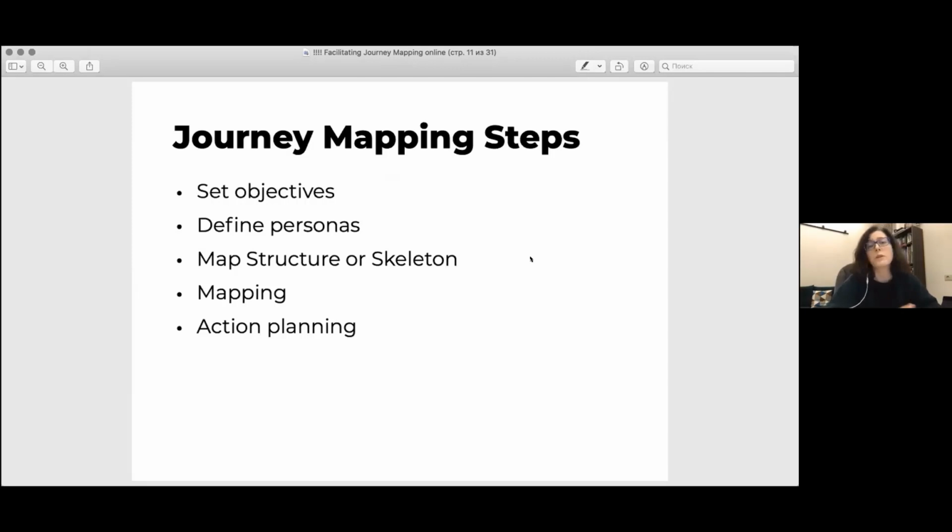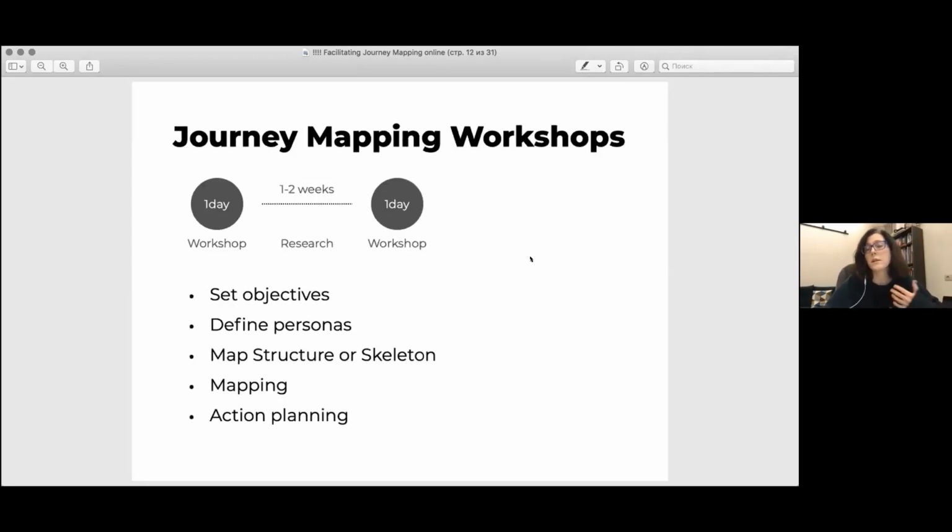The second one is actually not even a trick, but when we are talking about journey mapping, generally there are some steps you need to go through. You need to set the objectives, decide who the personas will be for whom you will build the journey, and decide on the map structure or skeleton for your map. Then you do the actual mapping, and then you do action planning. And usually in our previous life, sometimes we've done it like this. We would have a one-day workshop, so everyone had time to properly discuss everything and do part of the process.